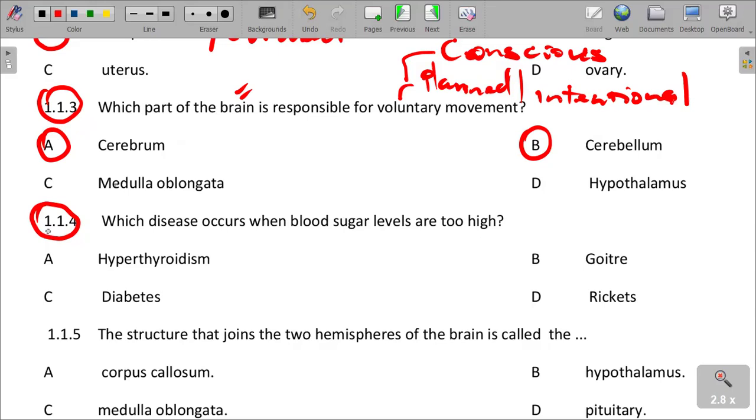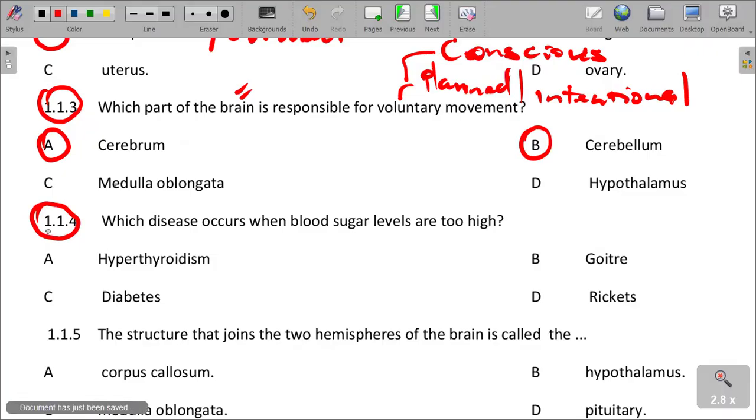So what I want you to understand is that when you talk about hyper, it means something is in excess. Excess of any given condition, hormone or substance, we say that it is hyper. And hypo means very low, extremely low, which is the opposite.